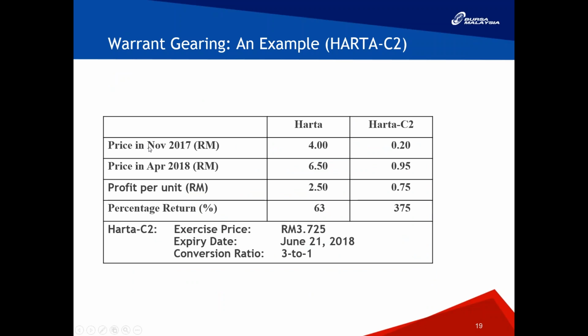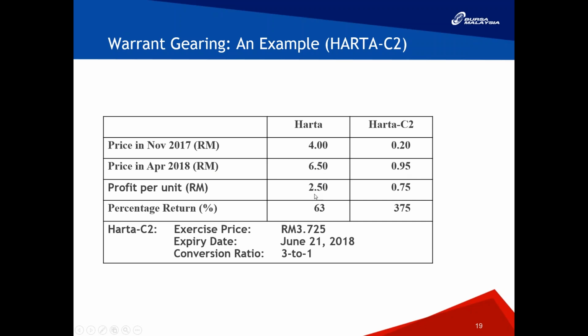Now, these are the statistics. In November 2017, Hata was trading at 4 ringgit. C2 was trading at 20 cents. Now, if you just go up to April 2018, by the way, this warrant has expired just about 2 weeks ago. It has a conversion ratio of 3:1, and the exercise price is $3.725. All right. So in April 2018, you can call that a peak. Hata reached a price of $6.50, and C2 hit a price of 95 cents.